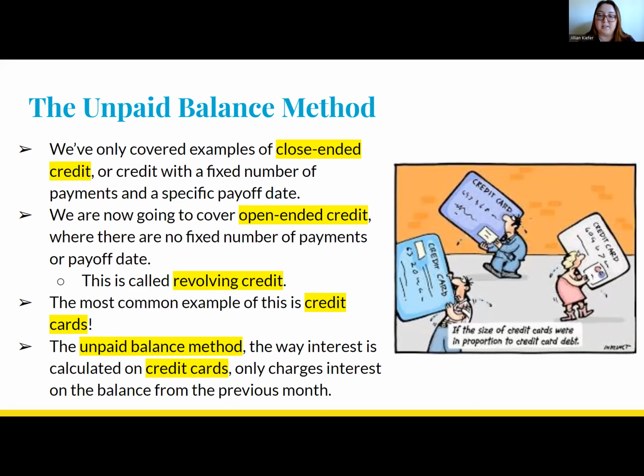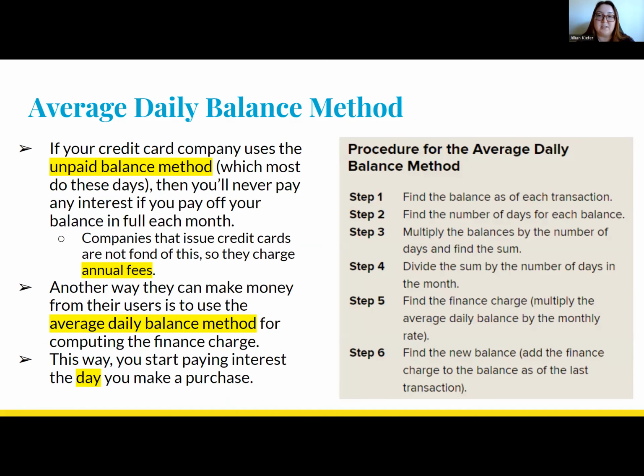We use the unpaid balance method. The way interest is calculated on credit cards only charges interest on the balance from the previous month. So the unpaid balance method is used most often with credit cards, which we'll see on the next slide. We have a little clip here. If the size of credit cards were in proportion to credit card debt, everyone would be carrying around very large credit cards, or at least a lot of people would. So the average daily balance method is what credit card companies are typically going to use.